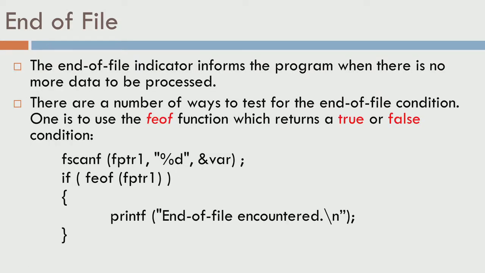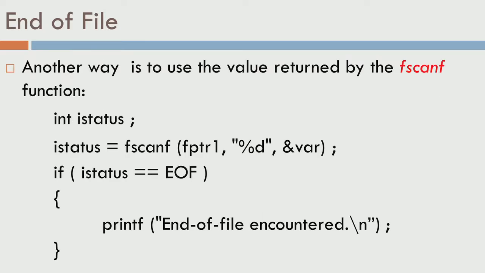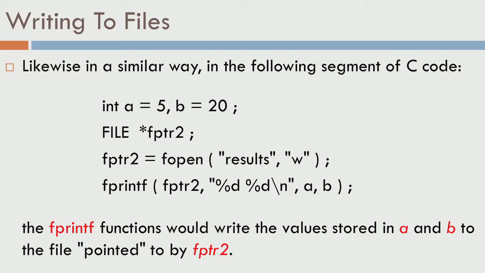So, either you call feof of fptr1, or you copy the return value from fscanf and check it against EOF, and it will tell you that the end of file has been encountered. So, that is one of the things that you can do in the second step. The other thing that you can do is you can actually go and write to files, right.